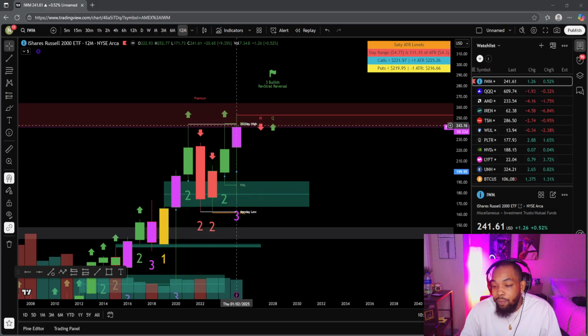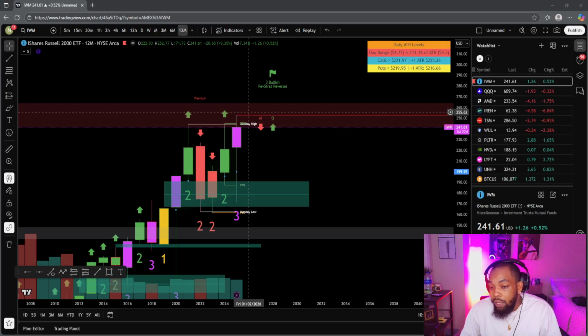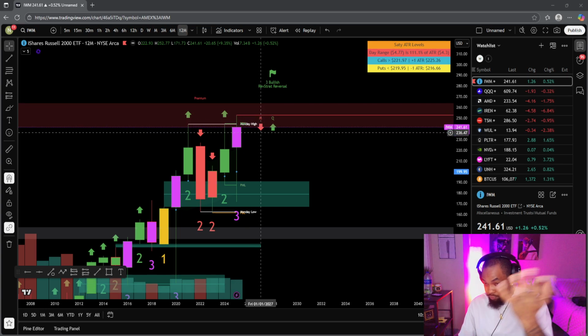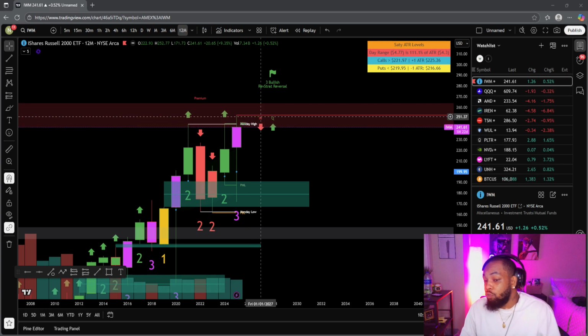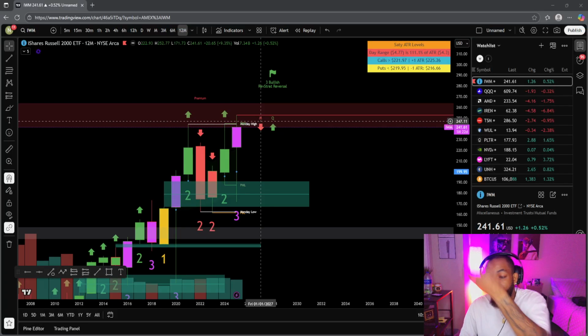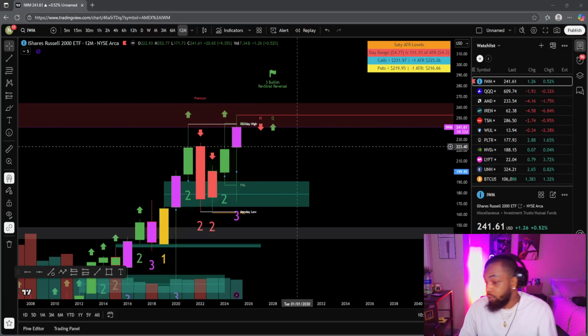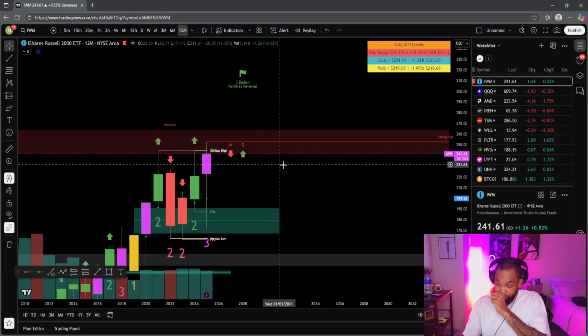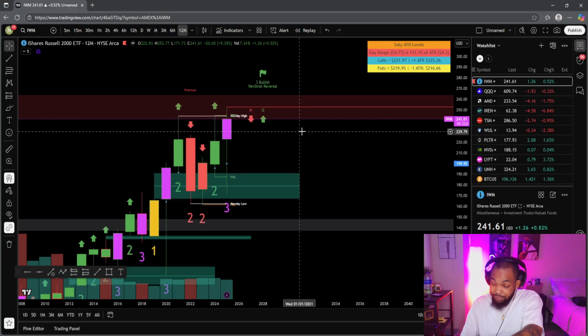There's no confirmation. We have yet to hold above this 244 level, and if we stay above this 252, then, if we close above this 244 level, we will be on a 2-2 continuation for the year. But we'll see how that plays out. But yeah, that's a bit about this.